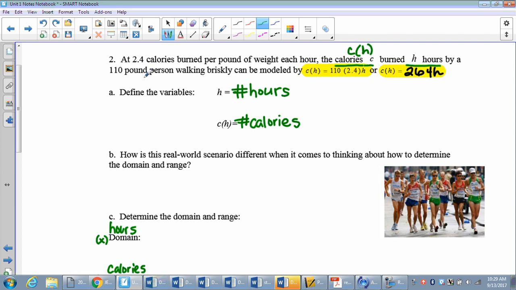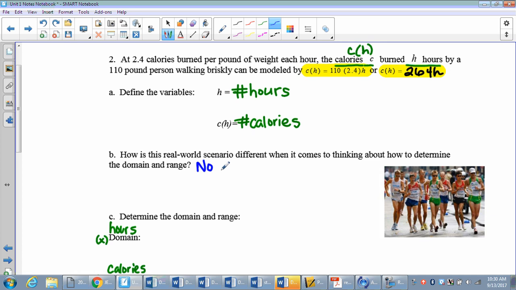When I reread, I don't see anything here about a limit on time or calories. I mean, I have this information, it's a fact. This is a fact that 2.4 calories is burned per pound. That's a fact that actually becomes part of my equation. That's not a restriction. And then here, it's a 110-pound person. Again, another fact. That's not a restriction on time, and it's not a restriction on calories. So that's what catches our attention. So how is this scenario different?